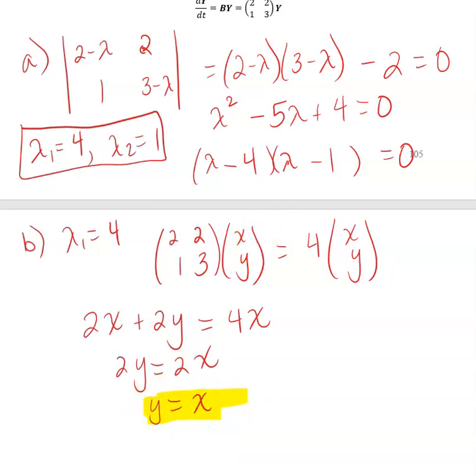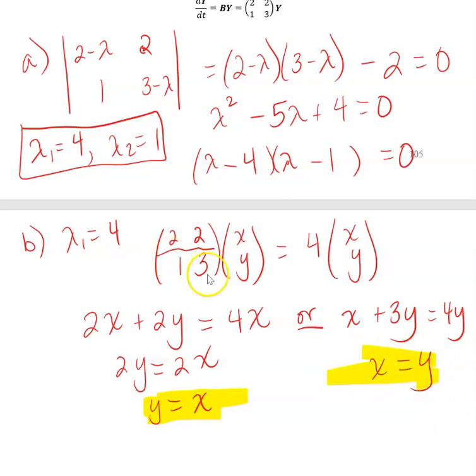Now listen, I used the x component to do that, but we could have just as easily used the y component. So your other option, I could have done the same thing over here. I could have said 1 times x plus 3y, so using the 1 and the 3, that would equal 4y. And then do the same thing. If I move that 3y to the other side, I end up with x equals y. Notice that you get the exact same thing. So whichever one you use is fine. Use whichever one seems easier to you.